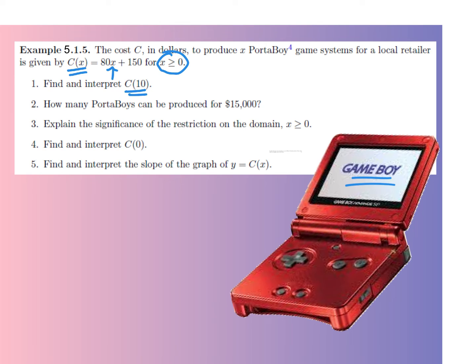L, what do you say? $950. Yep. 80 times 10 is 800 plus the 150 makes 950. But what is it? Interpret that. $950 is what?